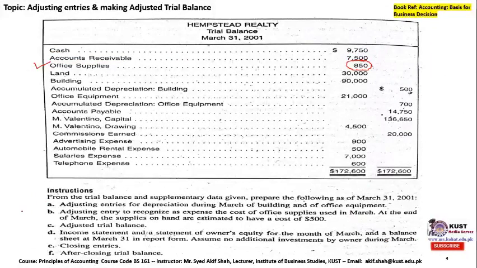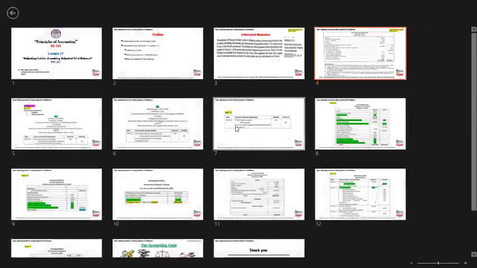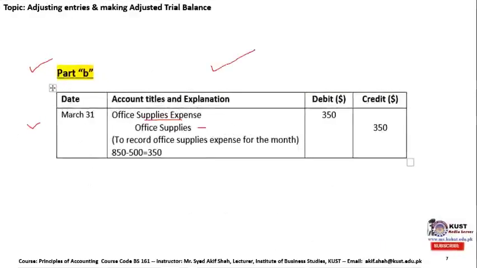However, we can see that in adjusting entry B, we have certain account titles which were affecting the office supplies, and what were those? Let's go to the adjusting entry. Here we have the adjusting entry in part B for the office supplies, and we can see that an account title with the office supplies expense was generated along with the office supplies.